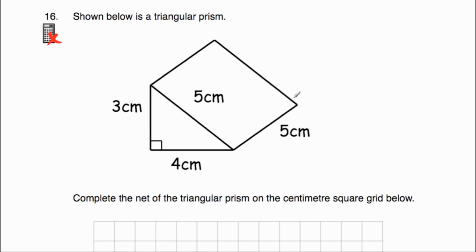So it means there'll be a right angle triangle at the back of the prism as well. And it's the right angle triangle, it's got a height of 3 centimeters, a width of 4 centimeters, and the diagonal length is 5 centimeters. And in terms of the prism, it's 5 centimeters deep. Okay, and we've been asked to complete the net of the triangular prism.